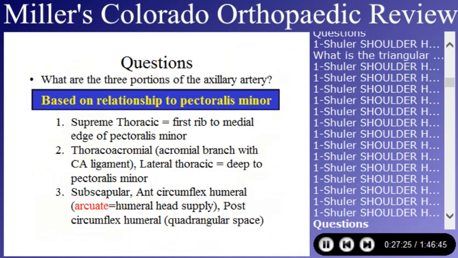Three portions of the axillary artery. Supreme thoracic is the first. Second is thoracoacromial. Remember that branch with the CA ligament, key testable material. And then the third is the anterior humeral circumflex, important there, the arcuate, humeral head blood supply. Don't forget also the posterior humeral circumflex is in the quadrangular space. An easy way to remember this is the numbered division of your axillary artery: the second division has 2 branches. Your third division has 3 branches. That's an easy way to remember.